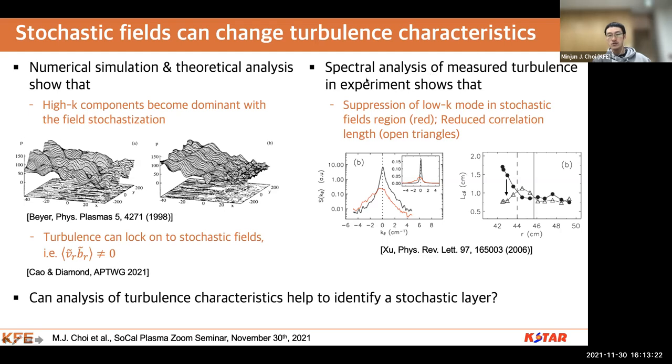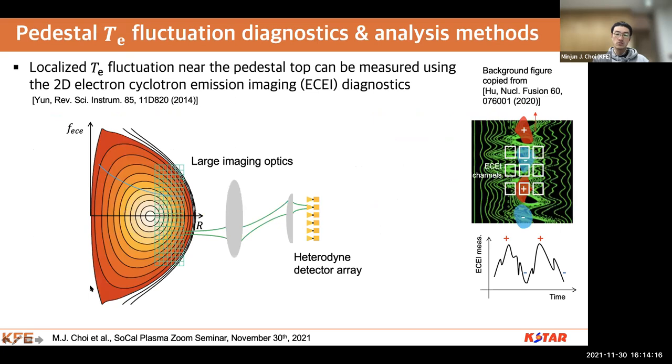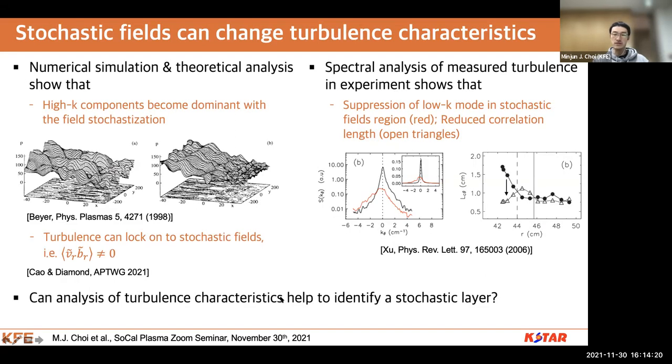In the experiment, they used spectral analysis. For example, here, this shows the wave number spectrum without field shown in black and with field shown in red. This is a log plot, but they replotted this in the linear scale with some normalization. And you can see that the red plot with a field penetration is much broader than the black plot, which means that the correlation length, which is the inverse of this width, is much shorter with the field application, as you can see here. So the suppression of low K mode and the reduction of correlation length was observed in the experiment by the field stochastization. So maybe analysis of this turbulence characteristic can help to identify a stochastic layer.